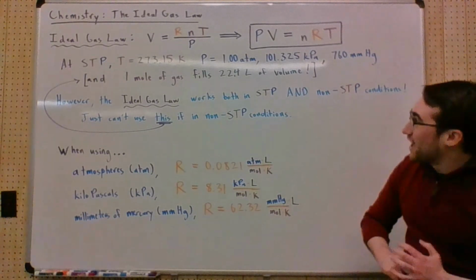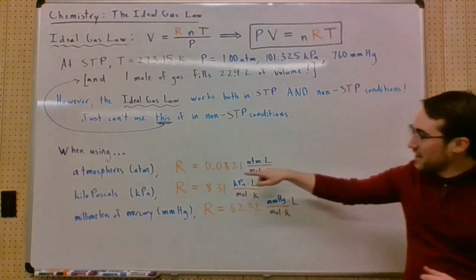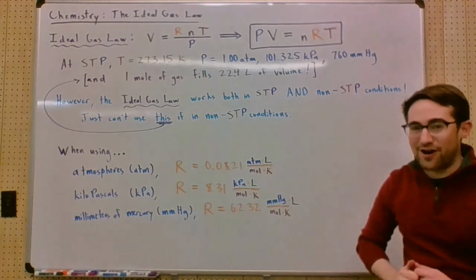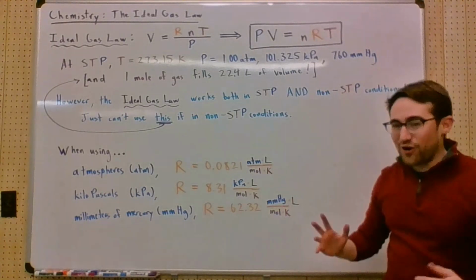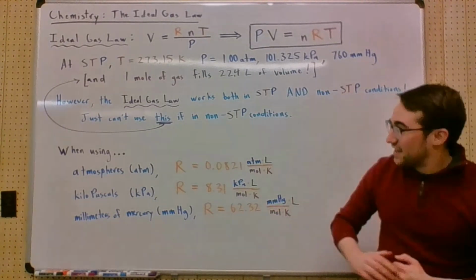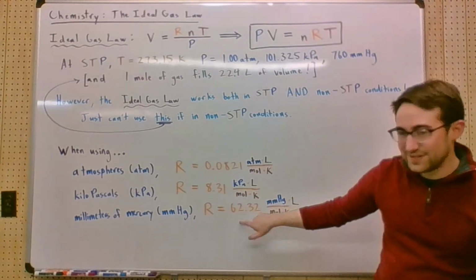So if you are using atmospheres for your pressure, you want to use this number for your R constant to plug in. That will fix the math to make the ideal gas law work. If you're using kilopascals, you want to use this guy. If you're using millimeters of mercury, you want to use this guy.